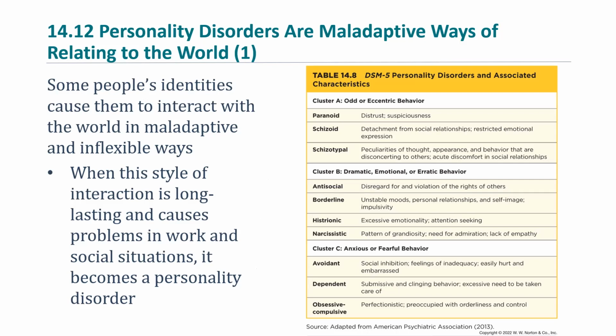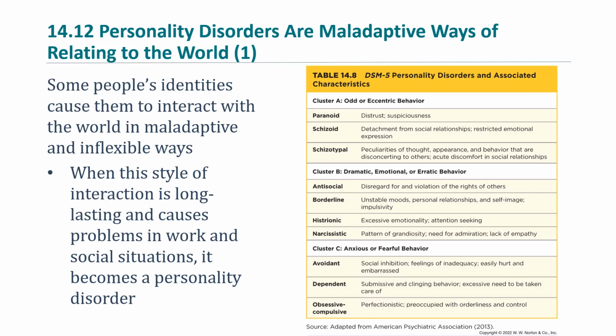The DSM-5 divides personality disorders into three main groups. You can see them in this chart here from page 575. The first group, or what they call cluster, is those personality disorders characterized by odd or eccentric behavior. This includes paranoid, schizoid, and schizotypal personality disorders. You can read the descriptions on your own.